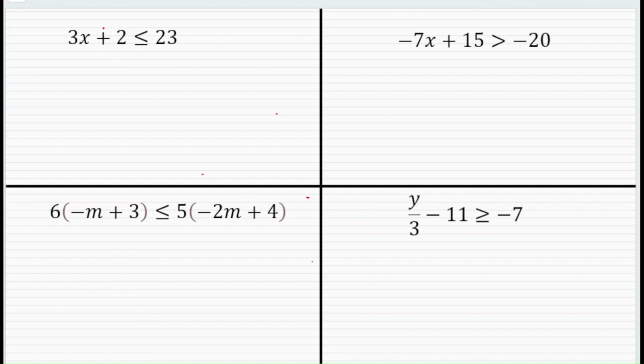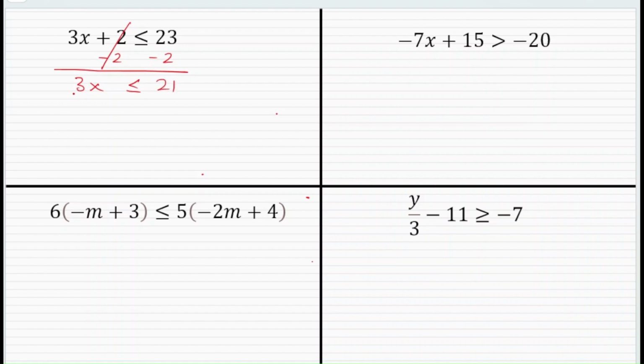Now, in this first one, I will eliminate this plus 2 first. The opposite operation of plus 2 is minus 2. So let's do minus 2 on both sides. Plus 2 minus 2 is 0, so they cancel out each other. So 3x is less than or equal to 23 take away 2, which is 21.